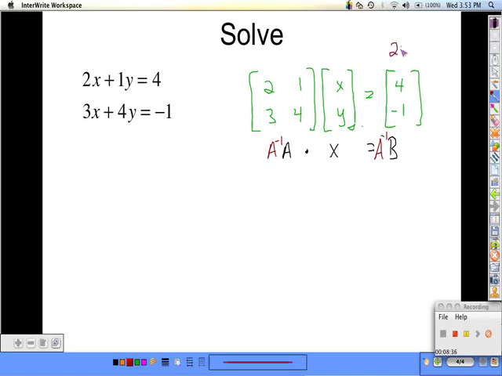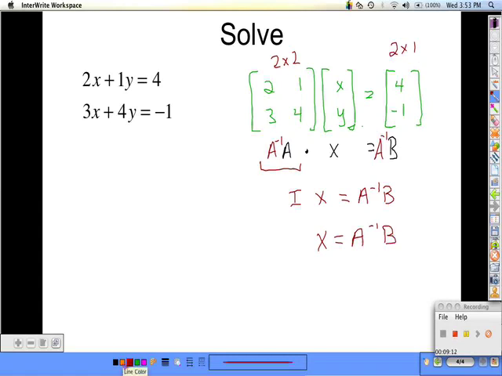Because this is a 2 by 1, this is a 2 by 2, and its inverse will be a 2 by 2. So I can't do a 2 by 1 times a 2 by 2. That wouldn't work because of the inside dimension. So it has to be on the left-hand side. Matrix multiplication is not commutative. A times B can definitely be different than B times A. And what we get here is the identity matrix. So matrix X is equal to A inverse times B.